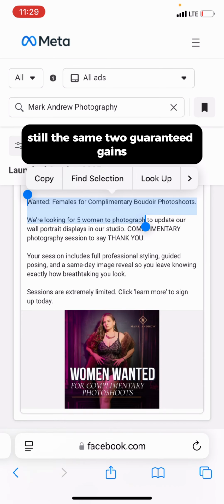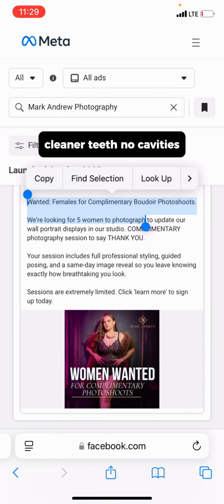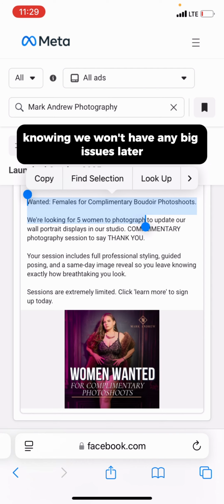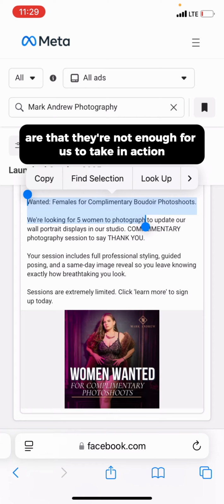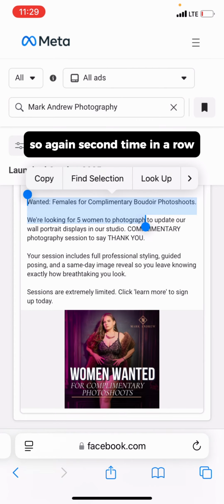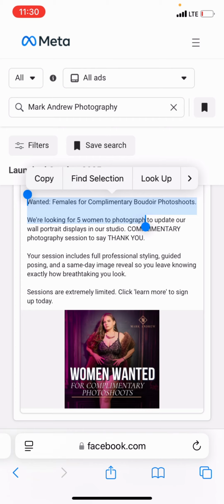And again, we still have the same 2 guaranteed gains, guaranteed positives of going to the dentist. Cleaner teeth, no cavities, peace of mind knowing we won't have any big issues later. But again, those 2 guaranteed gains are not enough for us to take action. That's just not enough. That is what it is. So again, second time in a row, we do not book with them. We don't put them on the calendar. We don't show up.